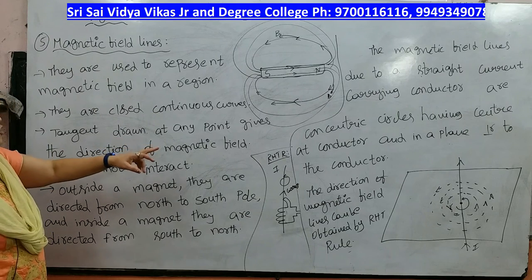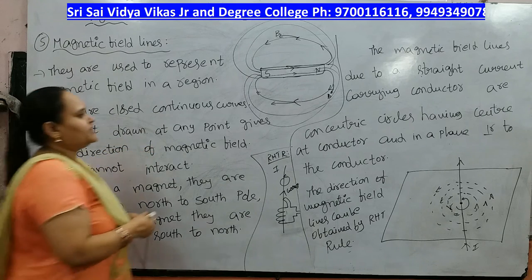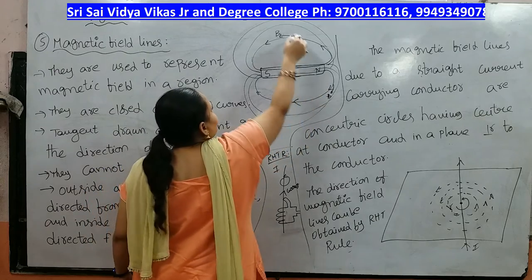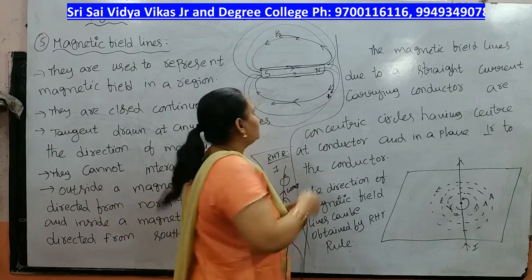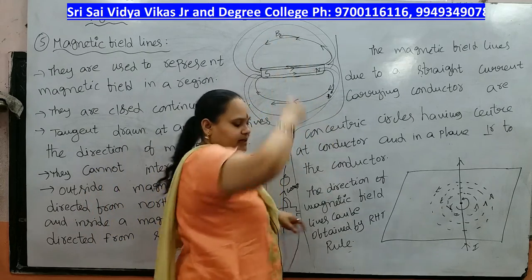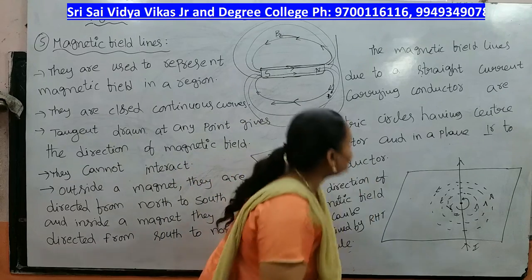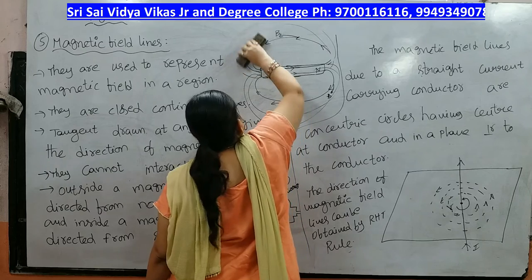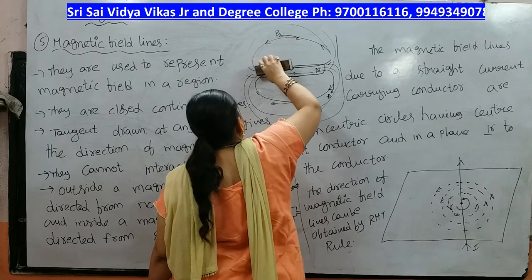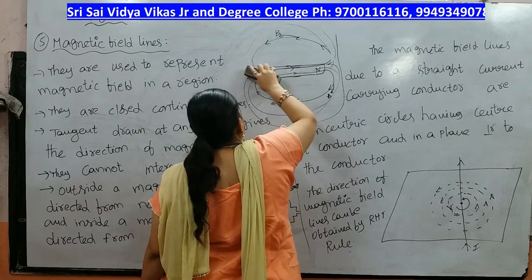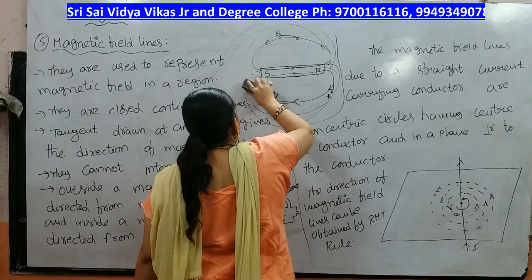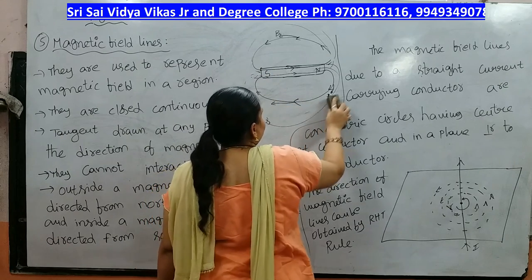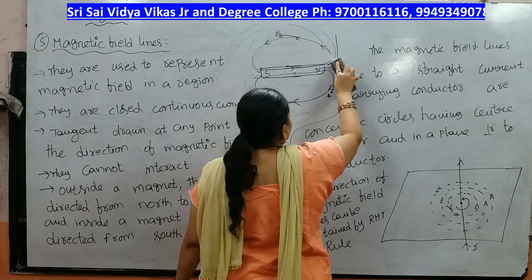A tangent drawn at a point gives the direction of the magnetic field. This is the tangent we can draw, and it indicates the direction of the magnetic field. The line drawn perpendicular to the field direction is called the tangent line, and that indicates the magnetic field.